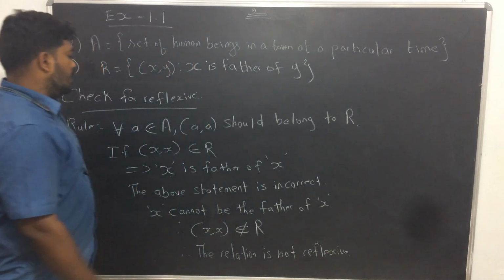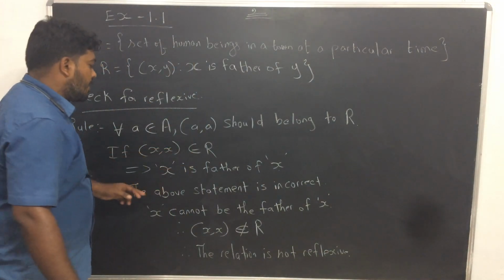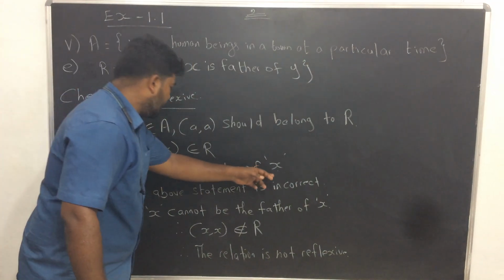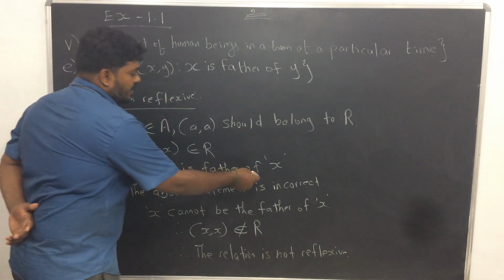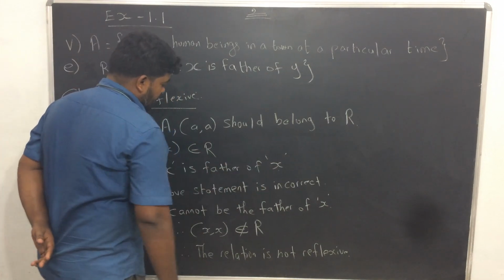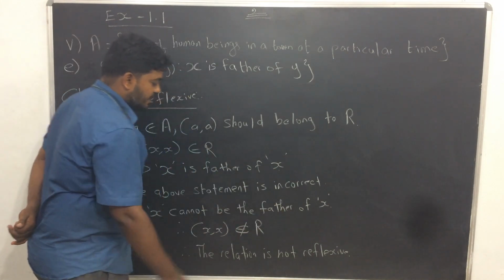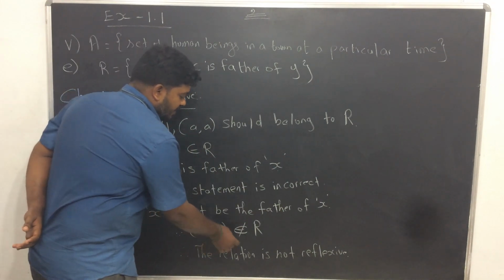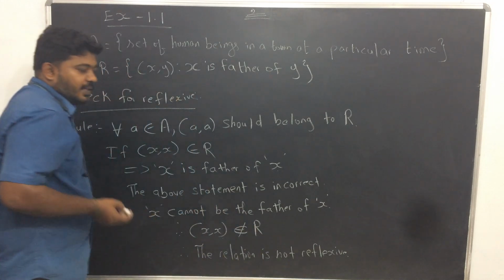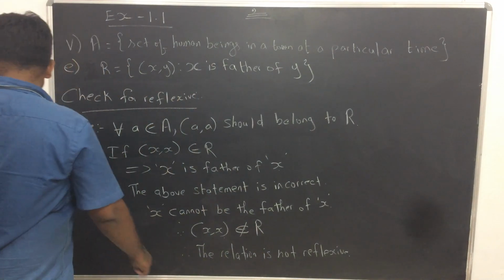Understood? So, if (x, x) belongs to R, it implies that x is father of x itself. This statement is false, incorrect, it makes no sense, because x cannot be the father of x himself. So, therefore, (x, x) does not belong to R, and hence this relation is not reflexive.